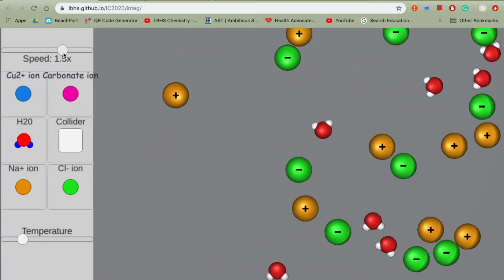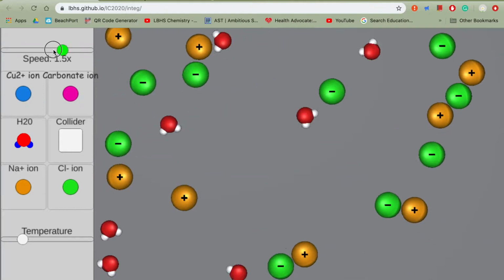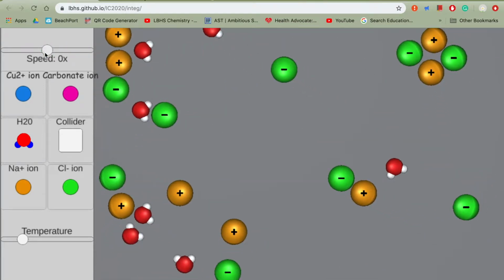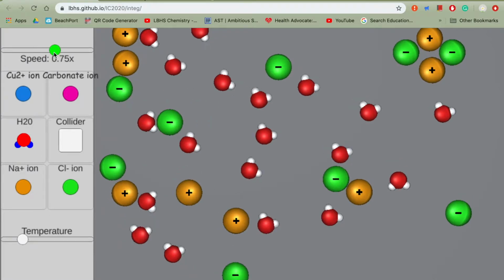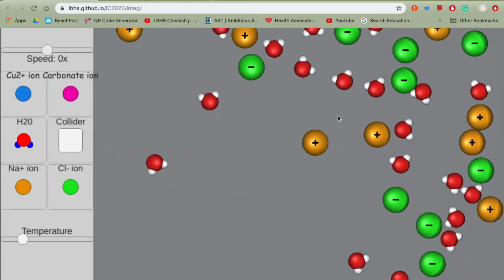So I can turn it up a little bit. And for the most part, all of my ions are broken apart. So when we put it into water in the lab, there's tons and tons of water that get in between all of the ions that are in solution. You can see that all of my ions are broken apart. That's because water has the ability to break all these ions apart. That's what it means to be soluble.